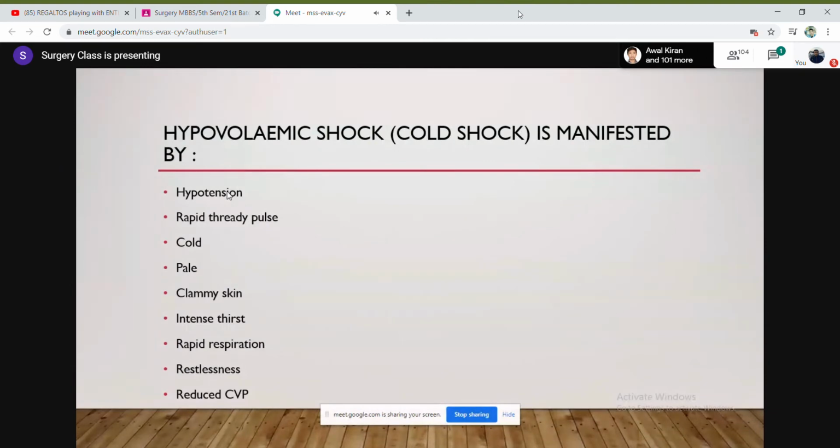So one of the ways to find out how much fluid a patient needs is to put in a central venous catheter. If you measure the central venous pressure, you know exactly how much fluid the patient needs or how much fluid the patient is having. Can you follow me? Yes, sir. Okay.